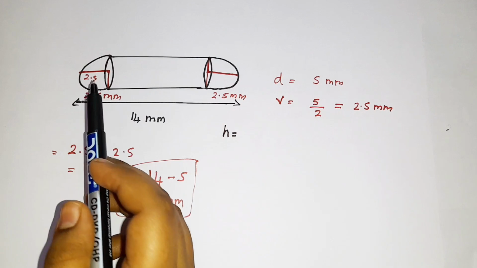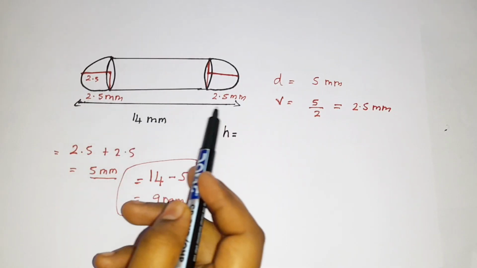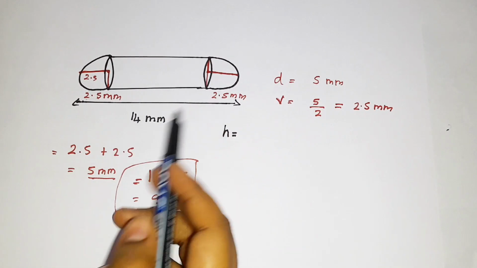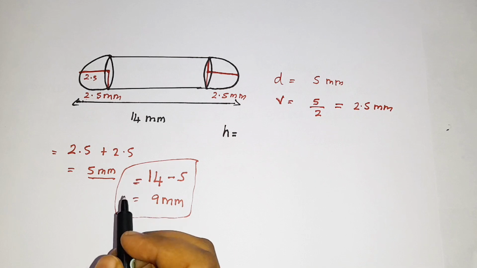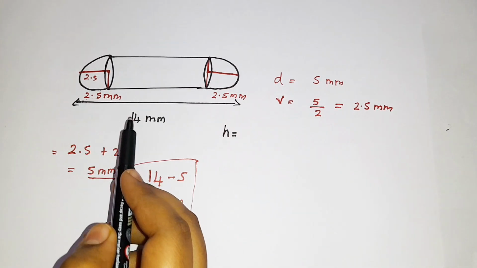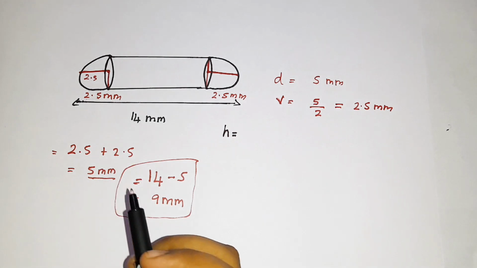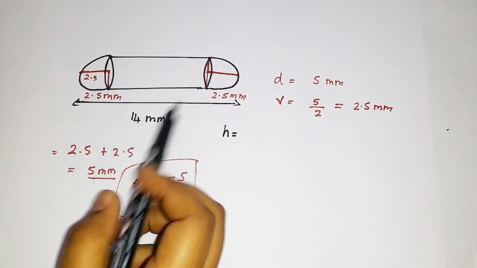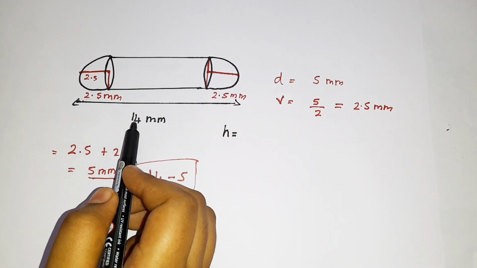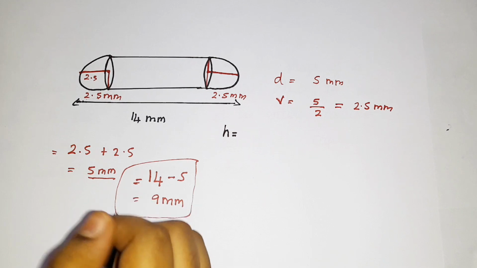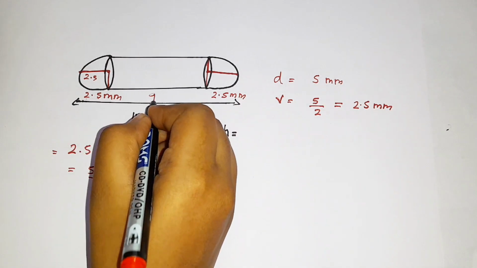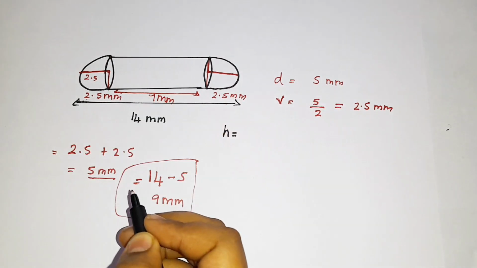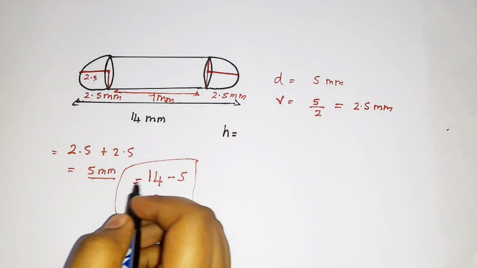Remember, when we have values like this and a complete value like this, first we are supposed to add these two values, that is 2.5 and 2.5. I get 5 millimeter, and then I am supposed to subtract that 5 from 14. How did I get this 5? By adding these two. Am I right? So now I am supposed to subtract 14 and 5. When I subtract it, I get 9 millimeter. So this is the height of the cylinder. All right, so now I hope you guys know how to find it.